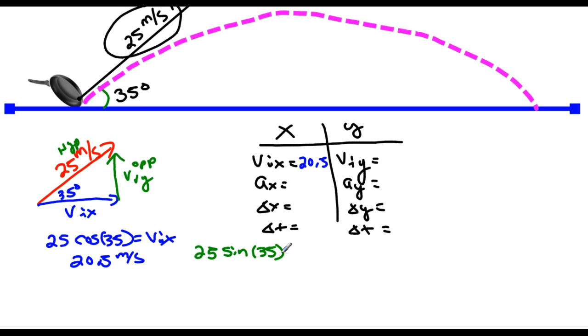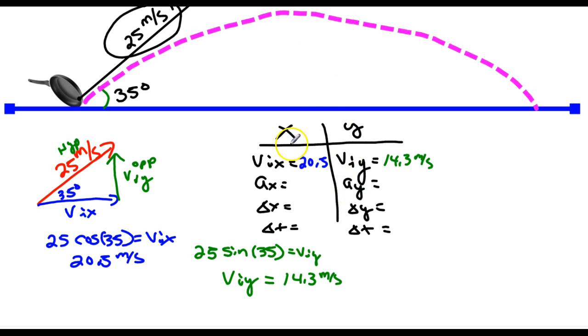Or if you don't have a calculator, you can look it up on a chart if you like doing it the old way. We get VIY, which is equal to 14.3. And this is in meters per second. This right here is meters per second. I just ran out of room to write it.